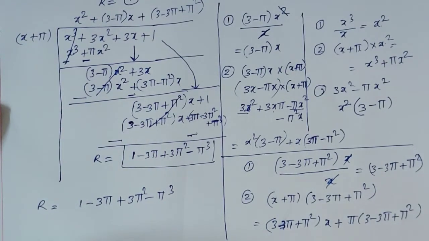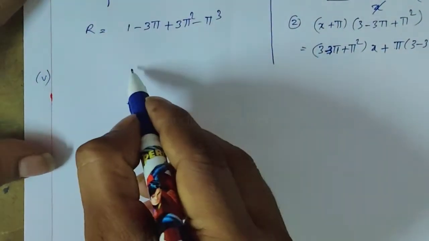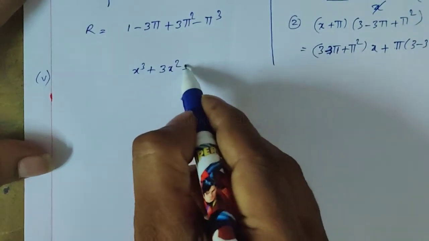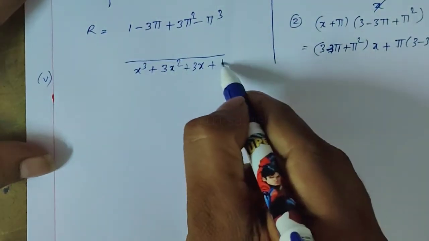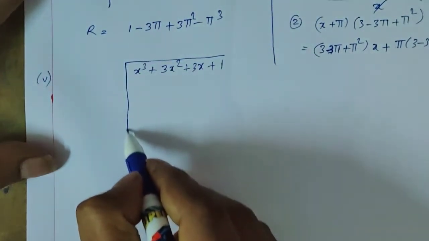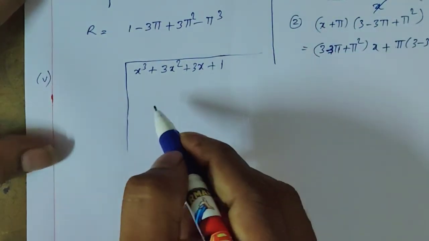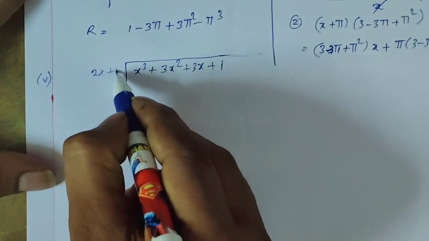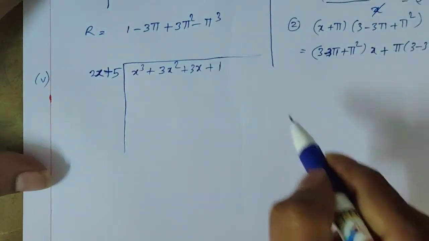So the fifth problem is: x cube plus 3x square plus 3x plus 1 should be divided by 5 plus 2x. So I am writing it as 2x plus 5.